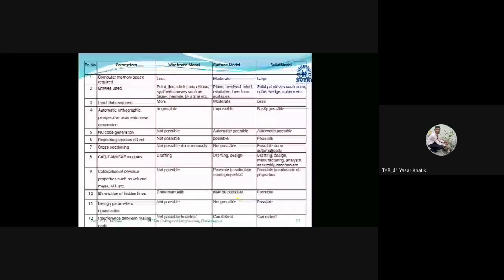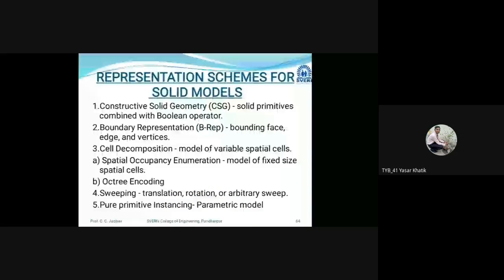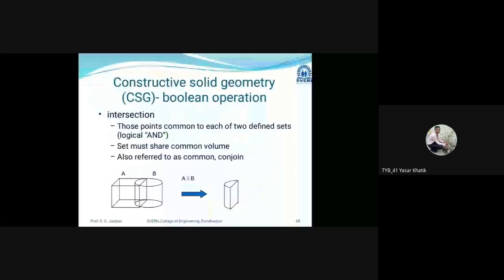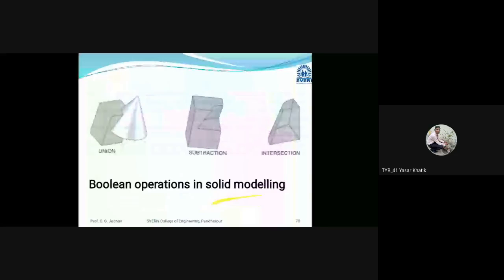Next, we have seen the different representation schemes for solid modeling. For that: CSG, boundary representation, cell decomposition, then occupancy enumeration, then sweeping, then primitive. Like this, we have seen the different geometric schemes for solid modeling.